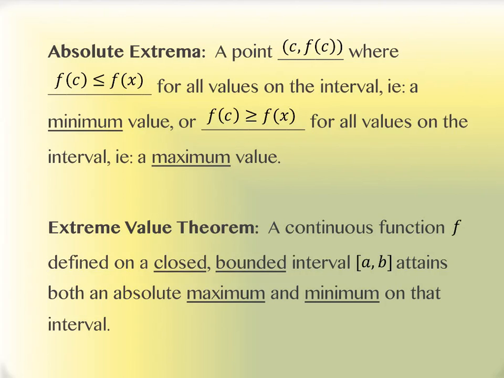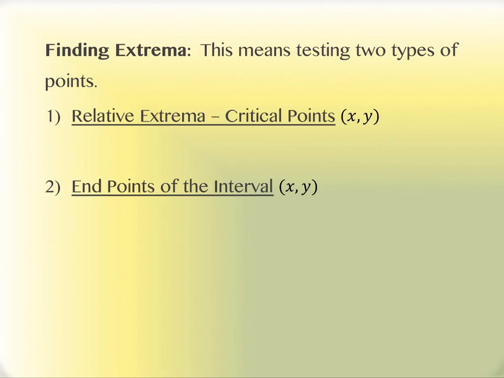If that's the case, then there will always be an absolute maximum and an absolute minimum. Always. Now, they may occur at one of two places. So where could they occur? Well, they could occur at relative extreme points, right?